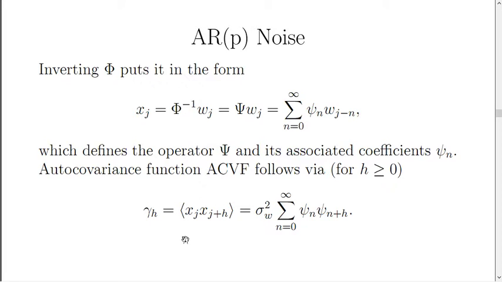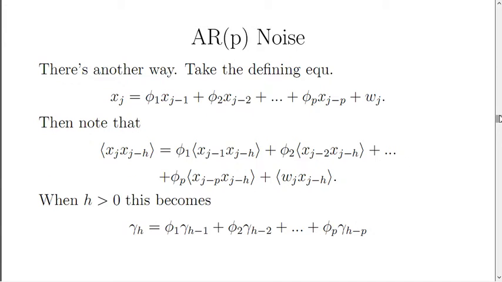The autocovariance function is the expected value of the product of lagged data values, and that's equal to the variance of the white noise times this sum of psi values times lagged psi values. There's another way to get the autocovariance function.